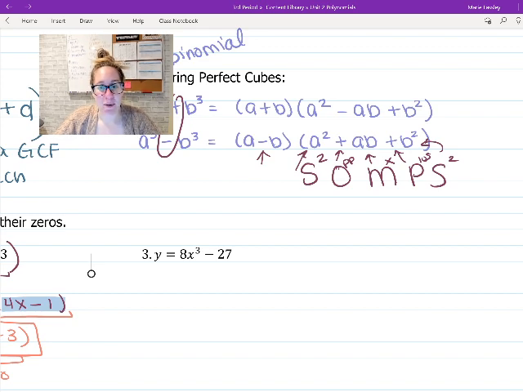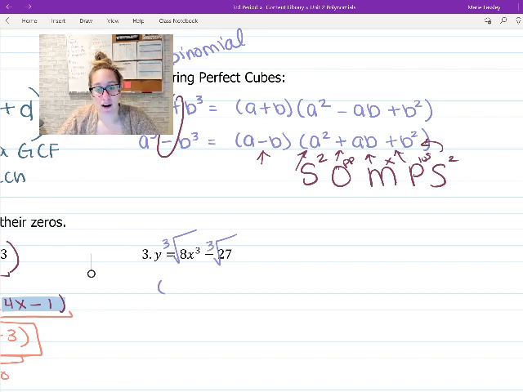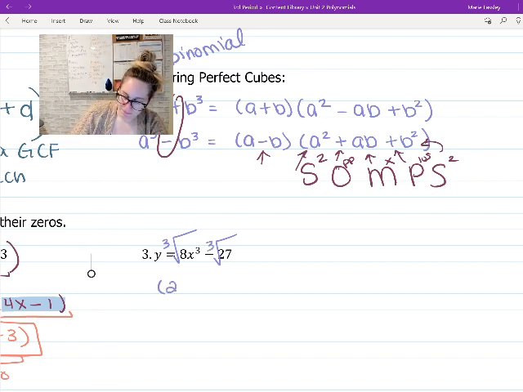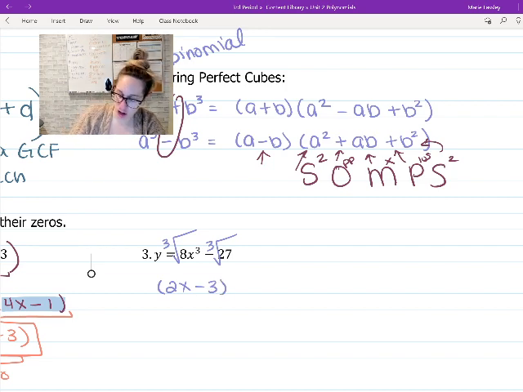Now I know this is a perfect cube because 8 is a perfect cube. It's 2 times 2 times 2. And 27 is a perfect cube. It's 3 times 3 times 3. So I can factor this using that perfect cubes technique. To make my first parentheses, all I do is take the cube root of each term. The cube root of 8x cubed is 2x. I keep my minus, it stays the same sign. And then the cube root of 27 is 3. That's the first parentheses. You just cube root each term.